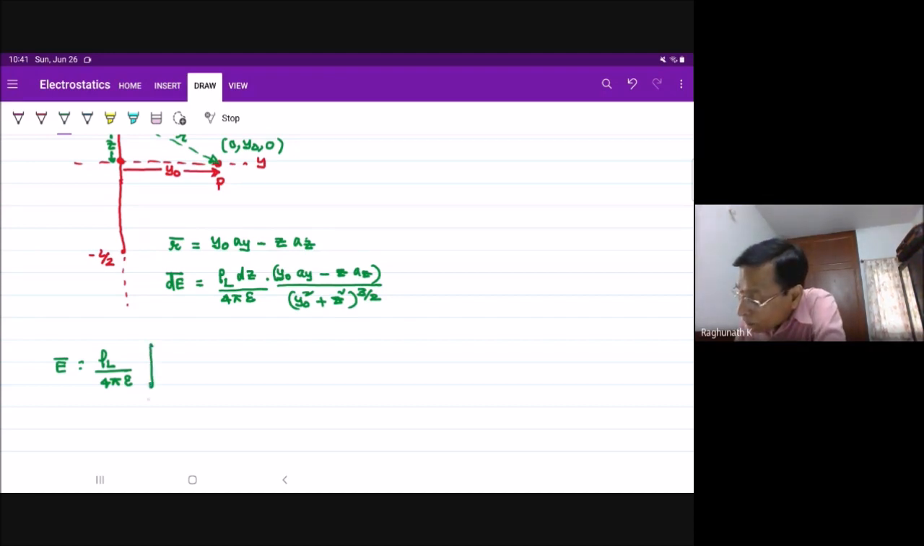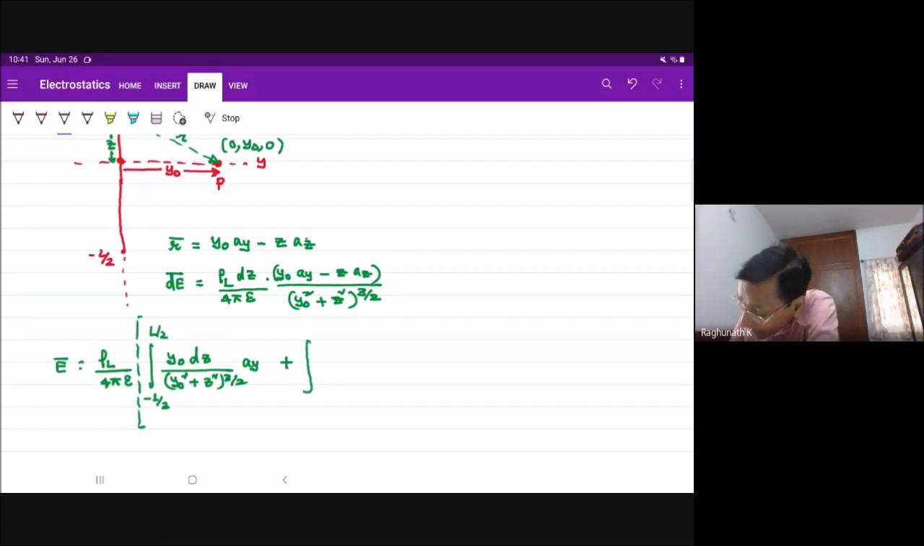Integral from minus L by 2 to plus L by 2, because z varies from minus L by 2 to plus L by 2, of y naught dz divided by (y naught square plus z square) whole power 3 by 2 a_y, plus integral again from minus L by 2 to plus L by 2, minus, it is actually, z by (y naught square plus z square) whole power 3 by 2 dz.